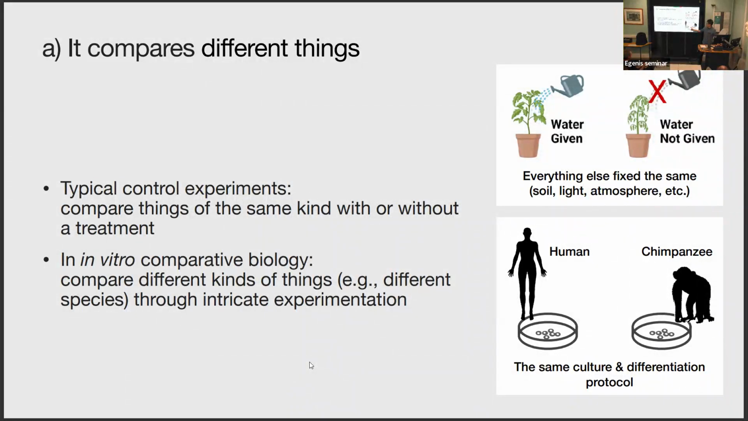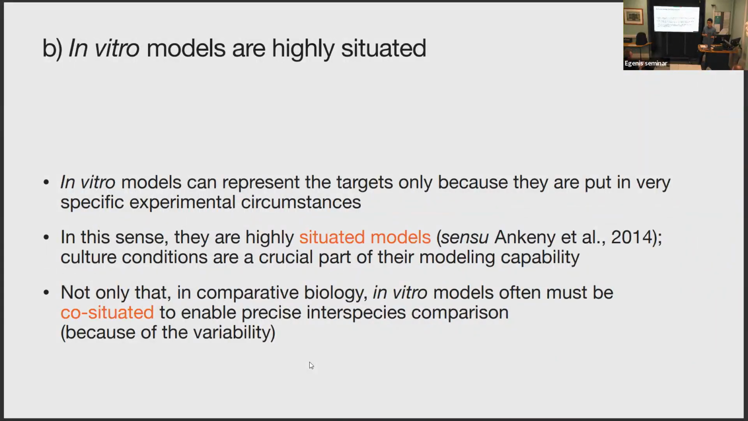But this itself is not special. There are fields of science that conduct cross-species comparisons using certain experimental setups. I want to say this feature is combined with the other feature, and that makes in vitro comparative biology a bit unique. And this feature is that in vitro models are highly situated. By this, I mean in vitro models can represent the targets only because they are put in very specific experimental circumstances. In this sense, they are highly situated, in the sense of Anthony et al. 2014. The concept of situated models is, simply put, that the experimental conditions surrounding the organism or the biological system are a crucial part of their modeling capability.